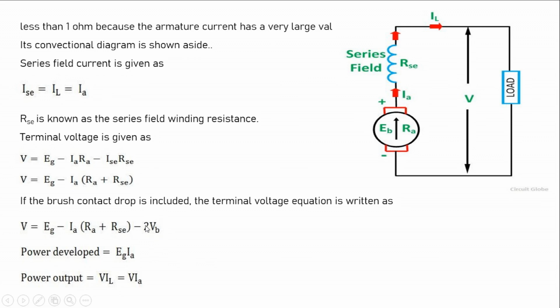If we consider once again the brush contact drop, there is a voltage drop at the brushes. Minimum 2 brushes will be present, so I can add this voltage drop also. So EG minus IA into (RA plus RSC) minus 2 VB. Power developed in the armature is always EG into IA, and power output is V into IA. But here IA is equal to IL is equal to ISC.